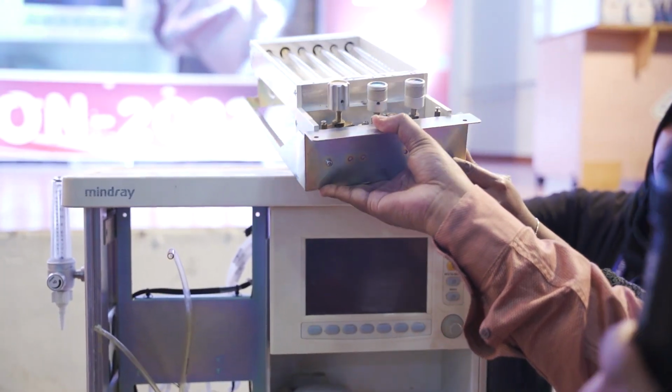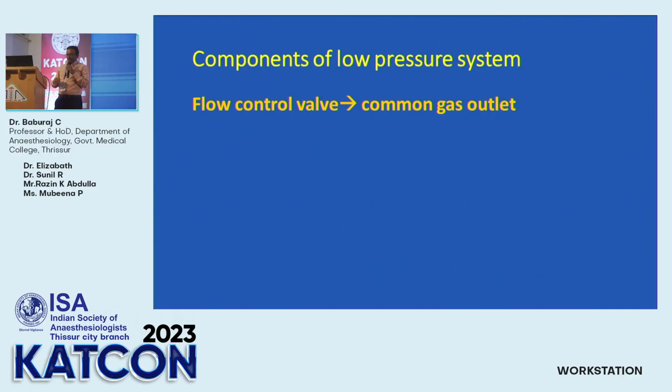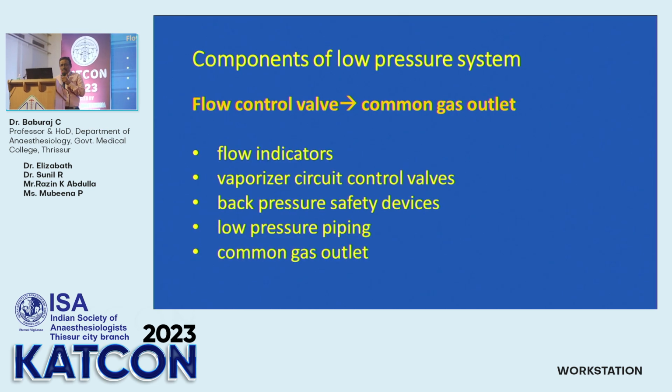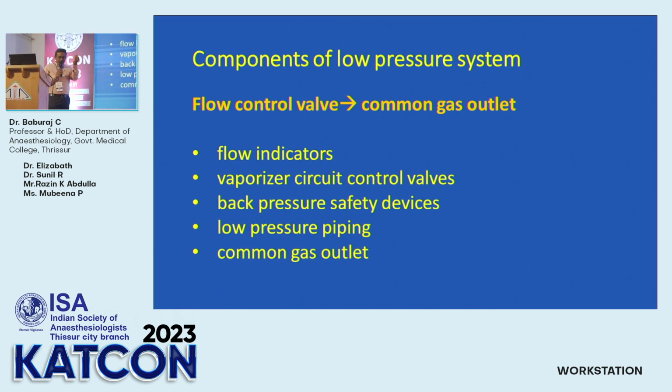Okay. So components of the low pressure system: it starts from the flow control valve to the common gas outlet. There are many components in the low pressure system: the flow indicators, that means your bobbin, the vaporizer valves, back pressure safety device which is there in the older machine, pipings, and finally the common gas outlet.